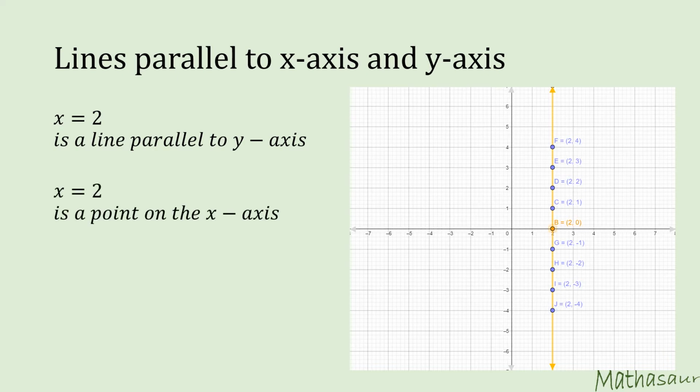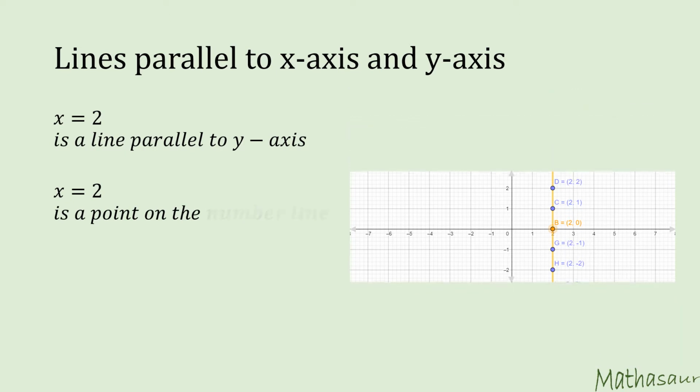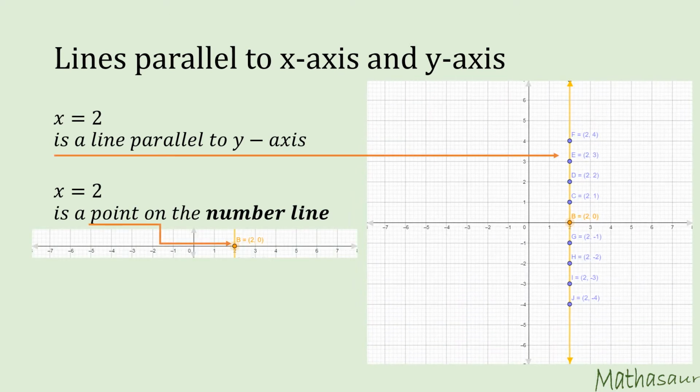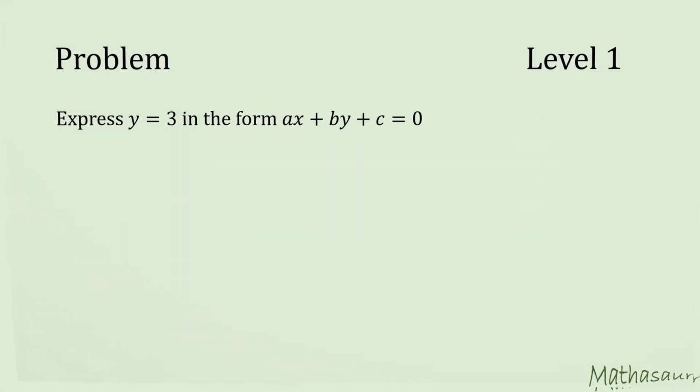Recall that in previous lessons we saw that x equals 2 represents a point on the x-axis. In fact, it is a point on the number line. So x equals 2 is a line in the Cartesian plane and it is a point on the number line. Let us look at a few problems.